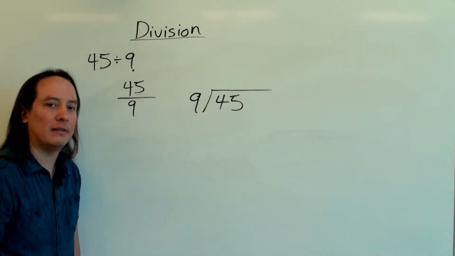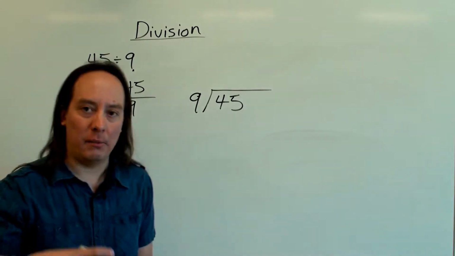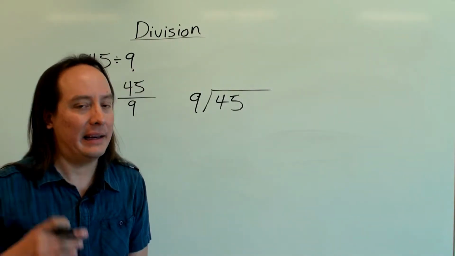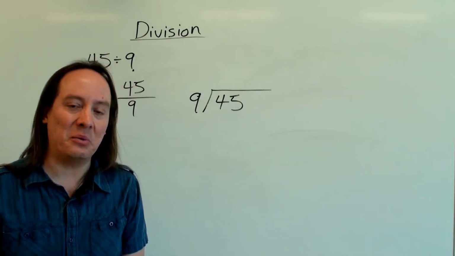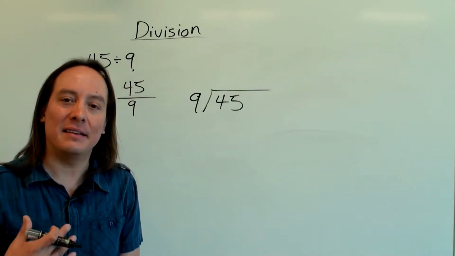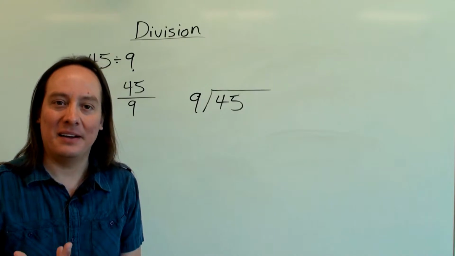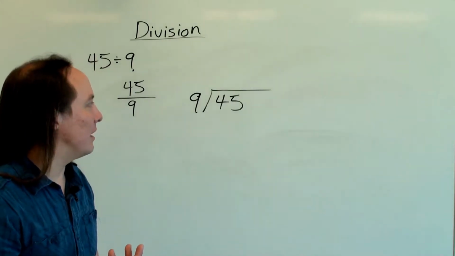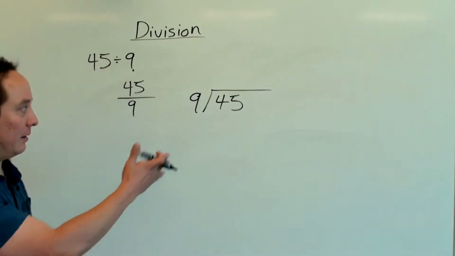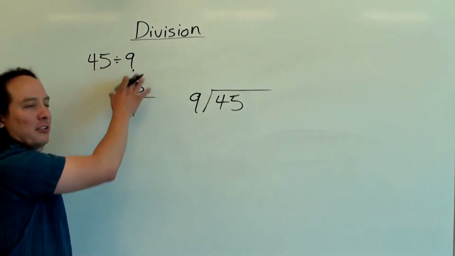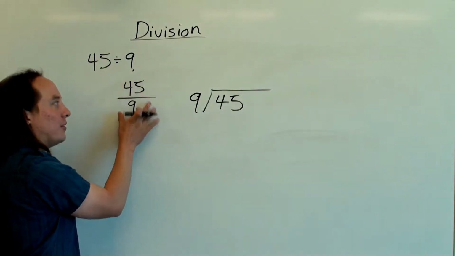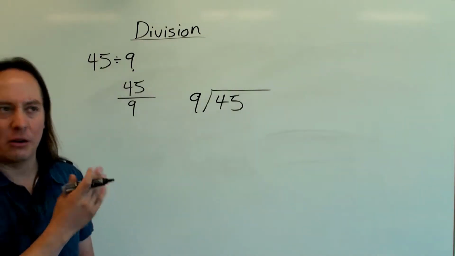Now I have some students tell me it's the smaller number. The smaller number is the one that goes outside the house, and the bigger number goes inside. And that's not how it works. It isn't the size of the number that tells you where to put it in the division. It's placement in the expression. So when you have it this way, it's the second one. When you have it this way, it's the bottom one that goes outside.